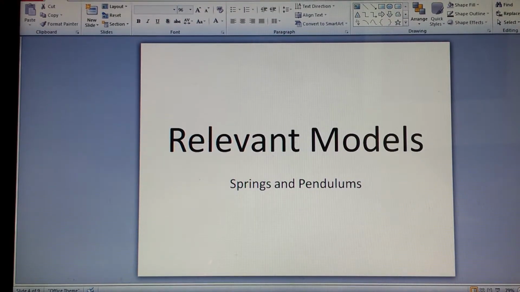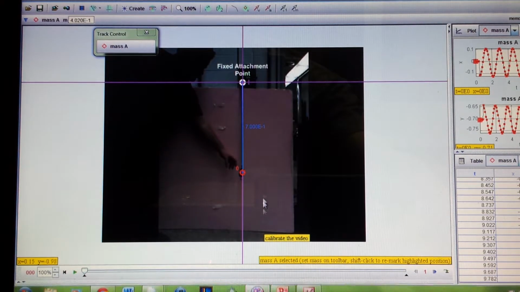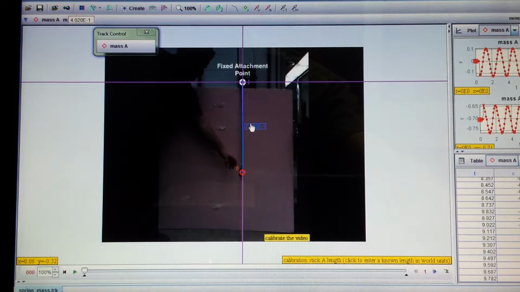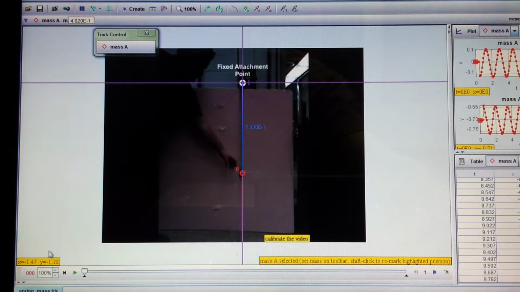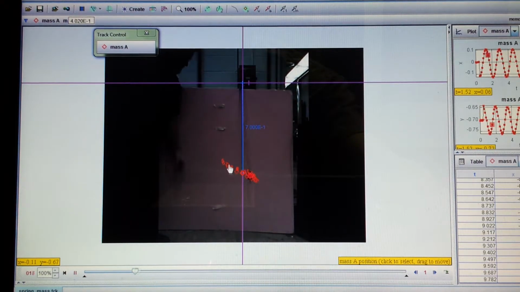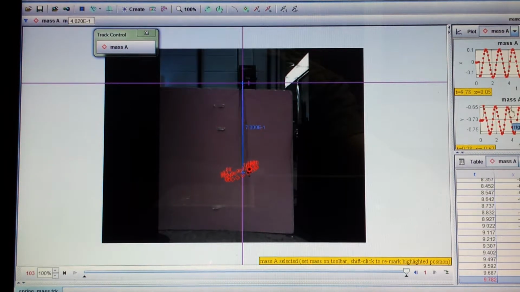When analyzing the Tracker video, I set the origin at the fixed attachment point and used the given length of the spring at equilibrium, 0.7 meters, to make the unit stick. I then created a point mass of 0.402 kilograms and tracked the movement of the mass throughout the video. Both the x and y component graphs portrayed the oscillation motion. This data was then exported to a CSV file for later use.